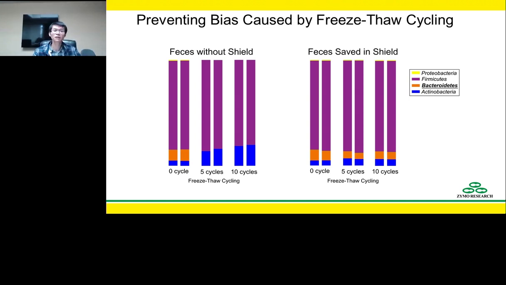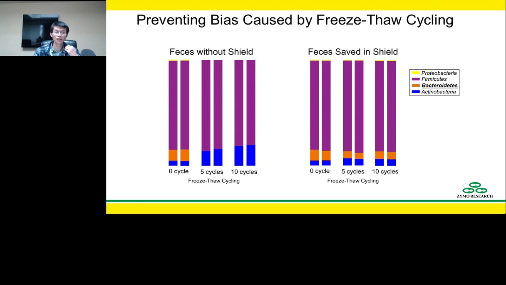If affordable, many people would still choose to use freezing to preserve microbiome samples. However, even with freezing, there is a potential problem that can cause bias. For example, in the literature, there is a recognition of potential bias that can be introduced by freeze-thaw cycling. So we did an experiment to confirm this potential problem. We took a feces sample and let it go through repeated cycles, 5 cycles, 10 cycles.